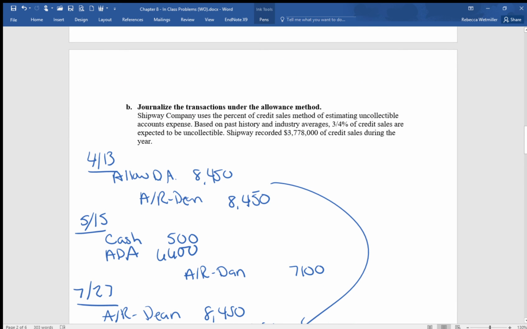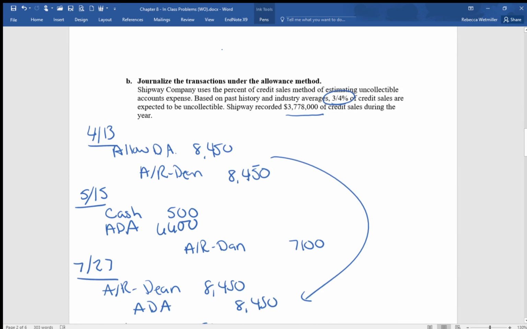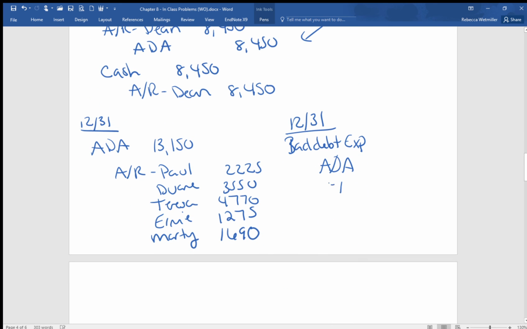So they tell me we recorded 3.778 million of credit sales, and we expect 0.75% of those to be uncollectible. So in order to get this number, we're going to do our credit sales of 3,778,000, and our estimate is that 0.75%, so 0.0075, because 0.75% is 0.75 divided by 100. And if we do that, we get 28,335.